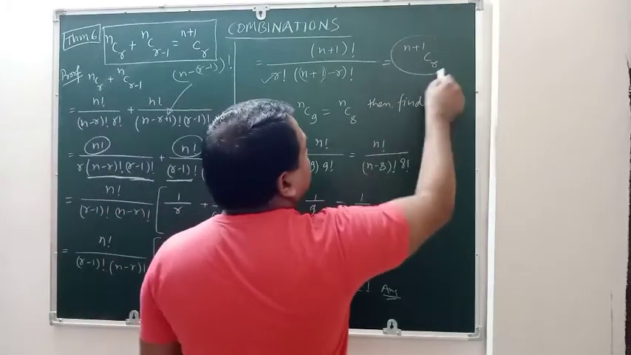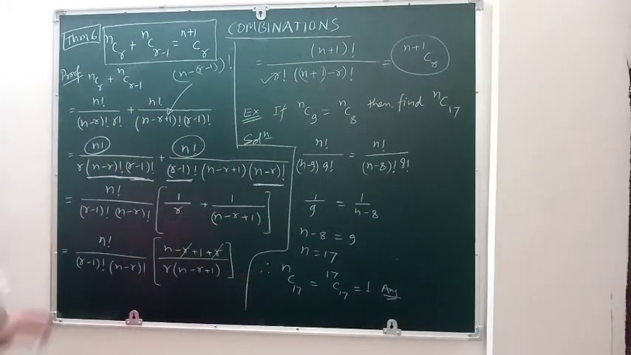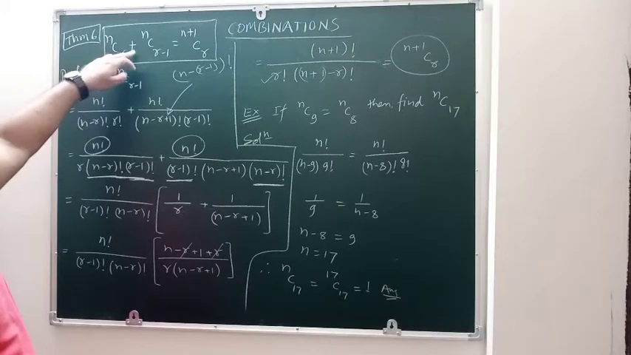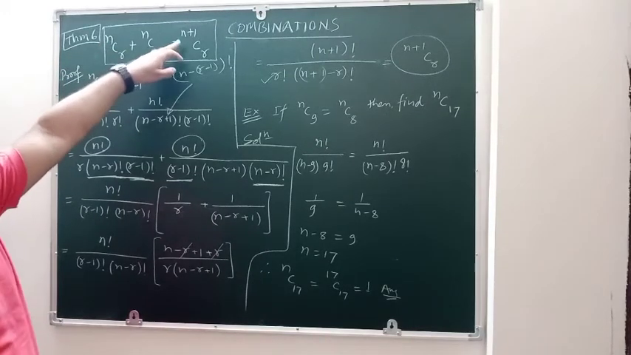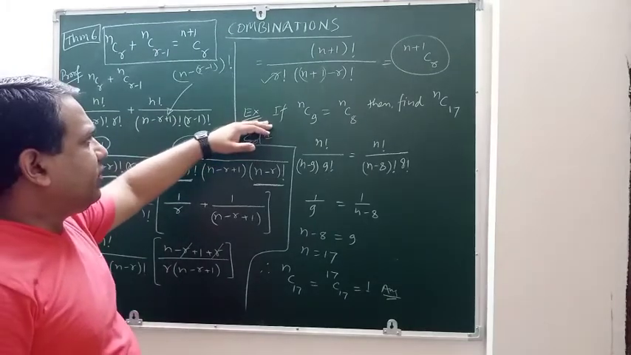So what I have is this one. It is proof that nCr plus nC(r-1) is equal to (n+1)Cr. Now we'll consider one example.